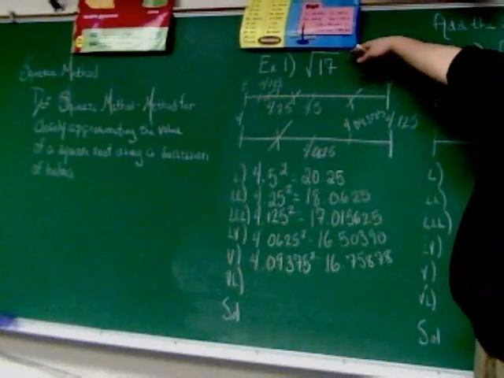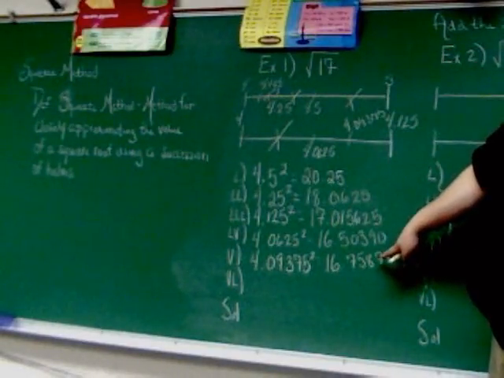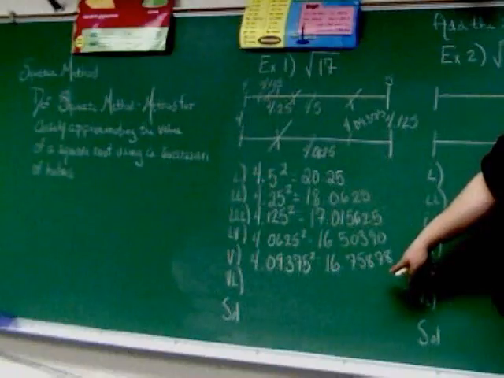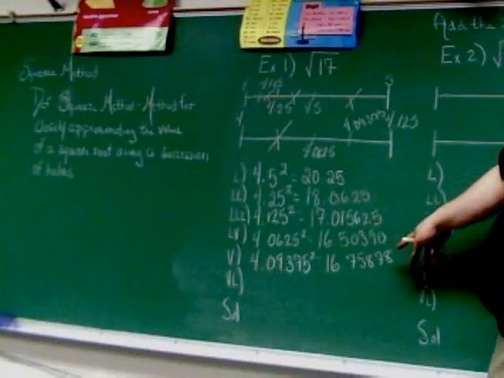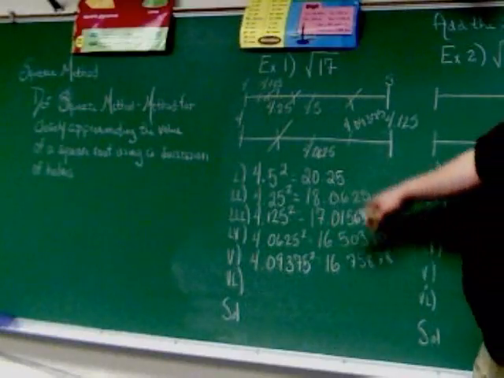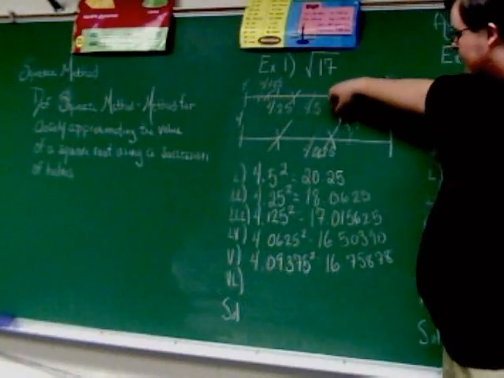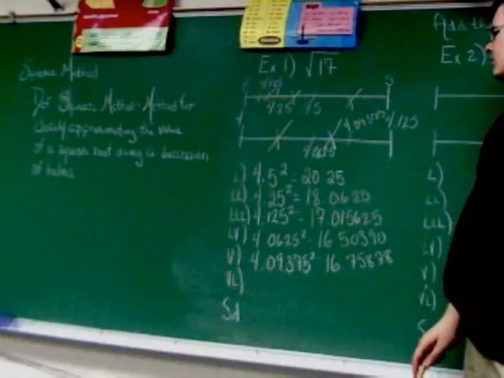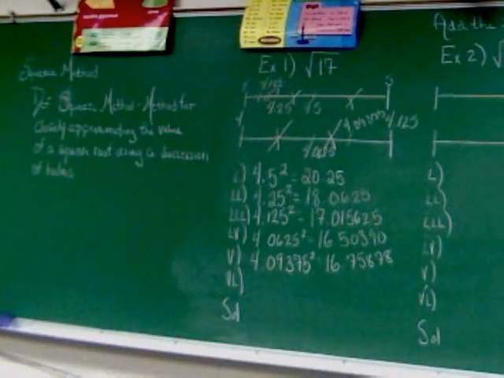Remember, my target here is 17. I'm at 16.758 here. Right? So that's still too small. Just a smidge, but too small. So I've got to take out everything small, everything to the left. Okay, so one more half I'm looking for between the 0.09375 and the 0.125.